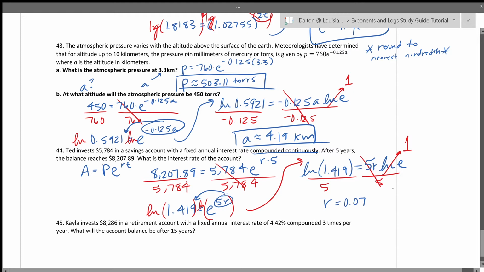So when you convert that to a percentage, move the decimal point 2 places to the right, that would be about 7%. I would accept it in either decimal or percent format though.